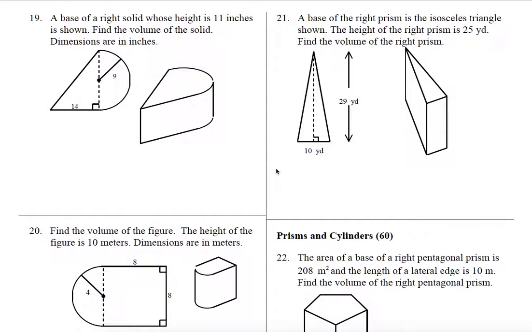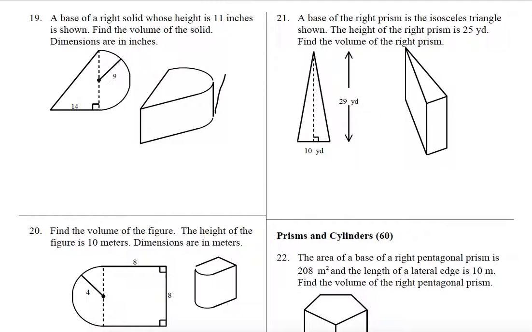All right, let's talk about volume of prisms. So prisms are three-dimensional figures that have the same base on the top and the bottom, and they're right prisms because they go straight up from the base. They're not skewed or going off to some angle like this.